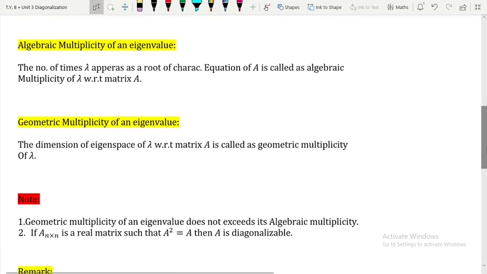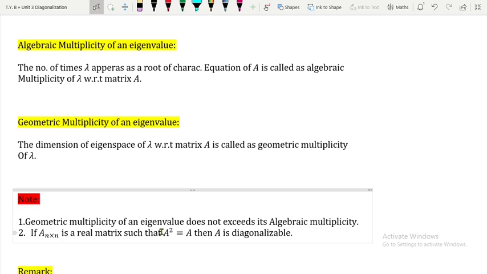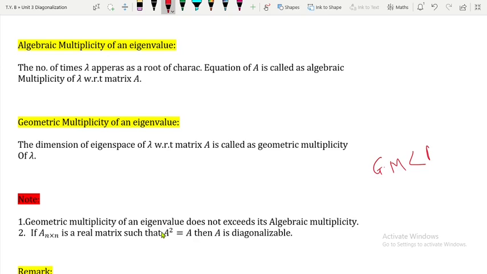There is one important note actually, that your geometric multiplicity is always less than or equal to algebraic multiplicity. Therefore we say that the geometric multiplicity of an eigenvalue does not exceed the algebraic multiplicity. Actually this is a theorem, but we are going to see the proof afterwards. So in this way you can remember GM is always less than AM.